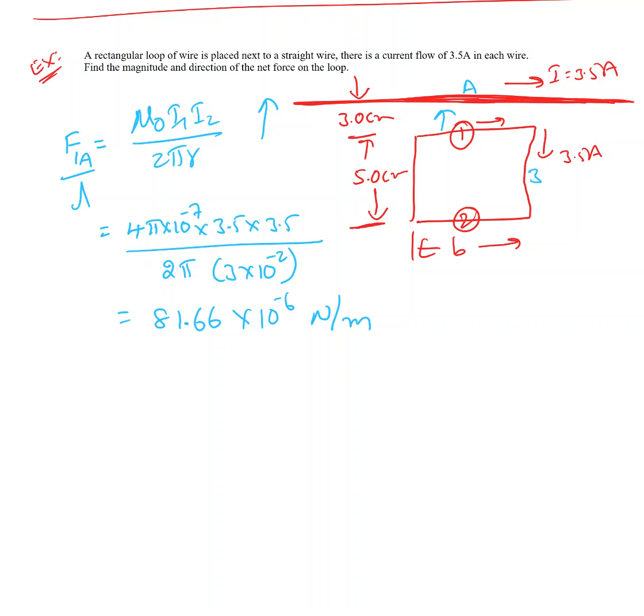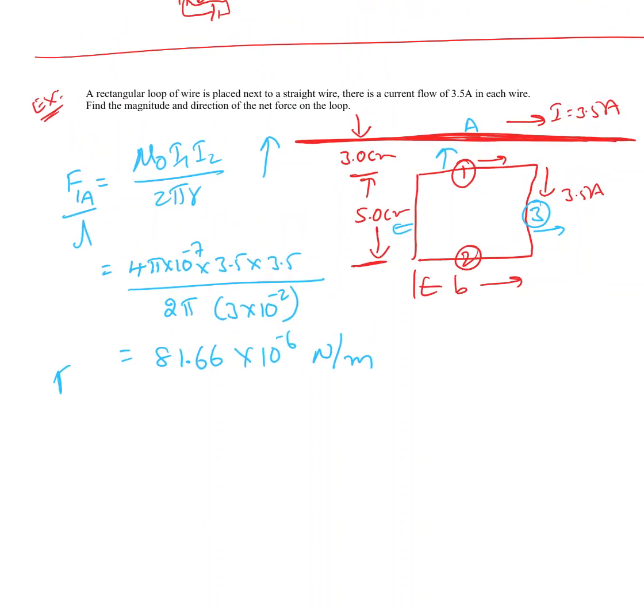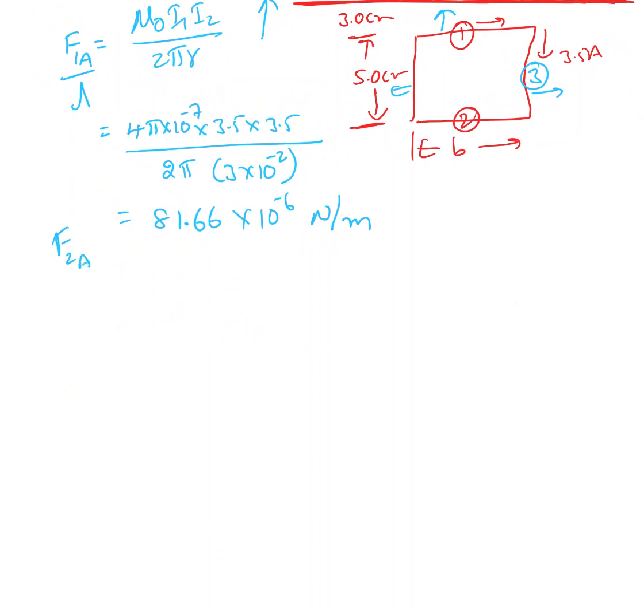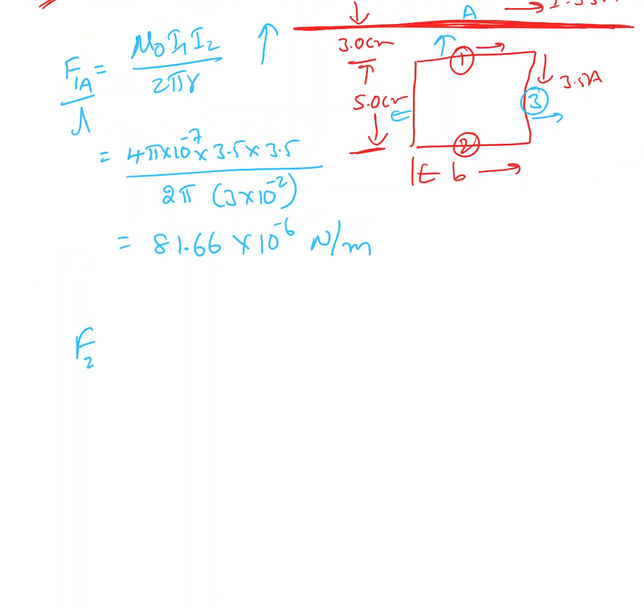Now for this conductor and this conductor, there is a force, but this one is pulling this side, this one is pulling this side, so it's going to stay together. It's not going to move in any direction. Now force on conductor 2 because of conductor A. Let me write it down here. Force on conductor 2 because of conductor A is also mu naught I1 I2 over 2 pi r.